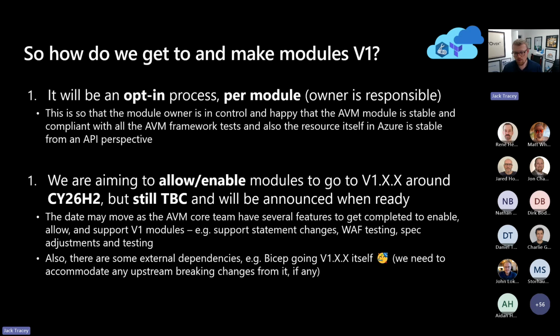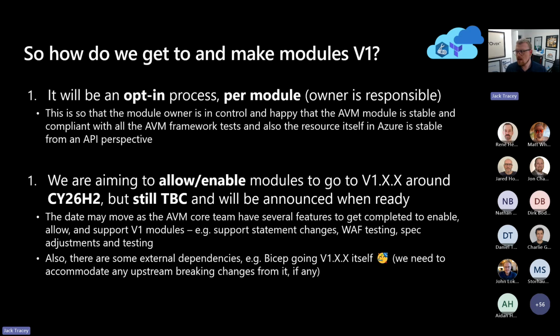So the first thing that I want to share is that we will make the AVM framework itself, so the website, the specifications, the rules, the CI tooling, the testing, all of that V1 when we're ready as the core team. We will then allow modules to opt in to go version 1 on a per module basis. And it will be the owner's responsibility because they are responsible for their module today, not the core team. And that is so that they're in control and they're happy that they haven't got to do any major refactoring work. They're on top of their issues.